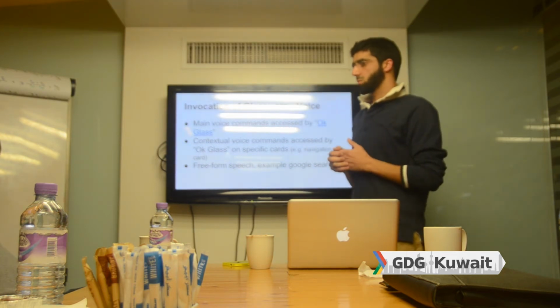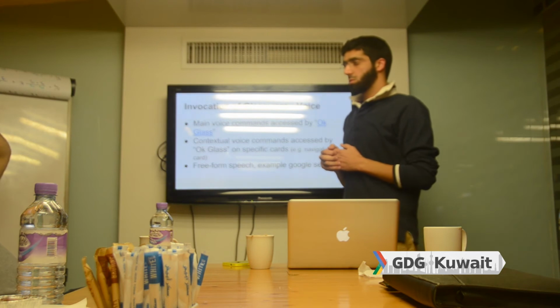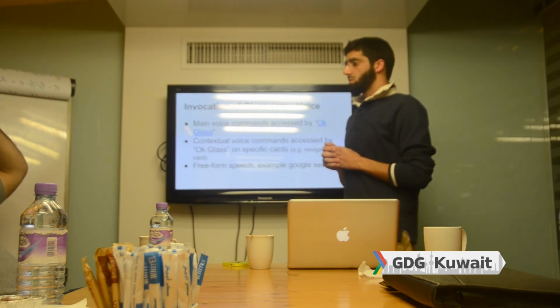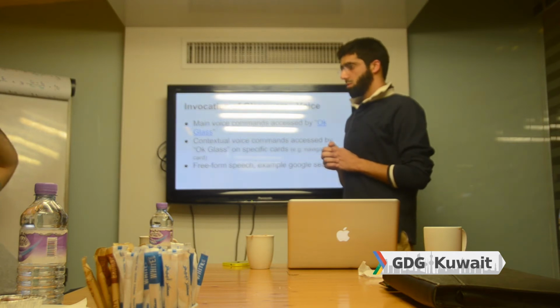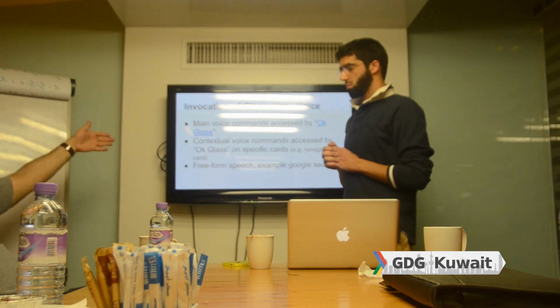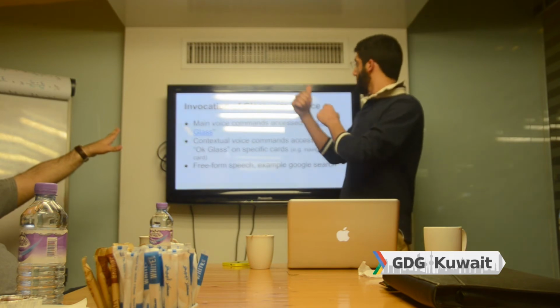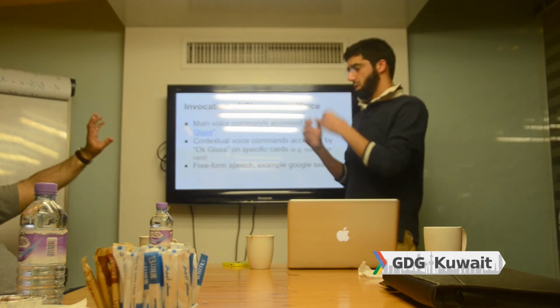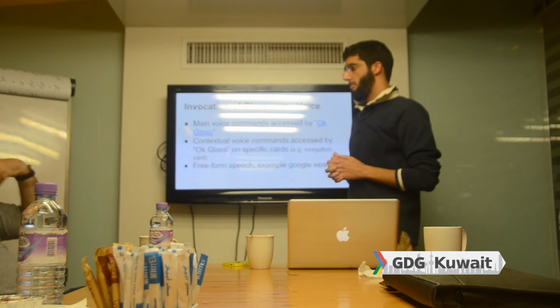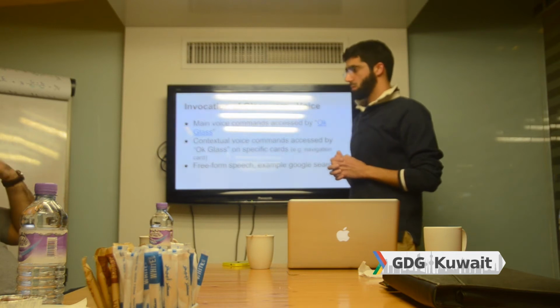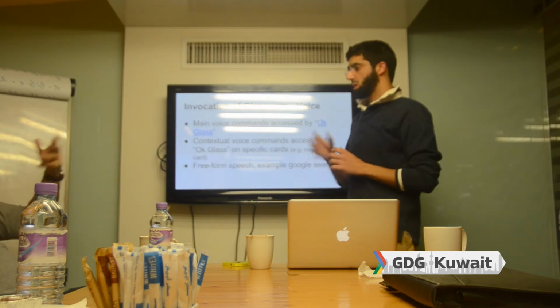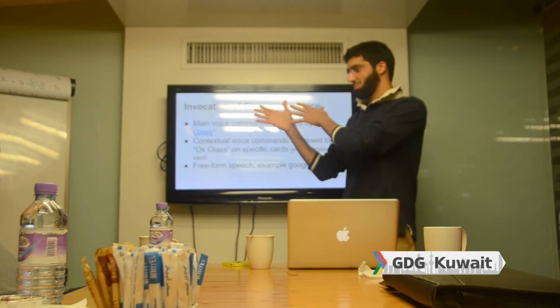How do you know which card shows when you say the command? For example, if you're wearing the glass and there's nothing on the screen, you say okay glass, take a picture, and a card comes up. This is an invocation of the glassware. When I say okay glass, the glassware comes on, and then I can tell it to do something.